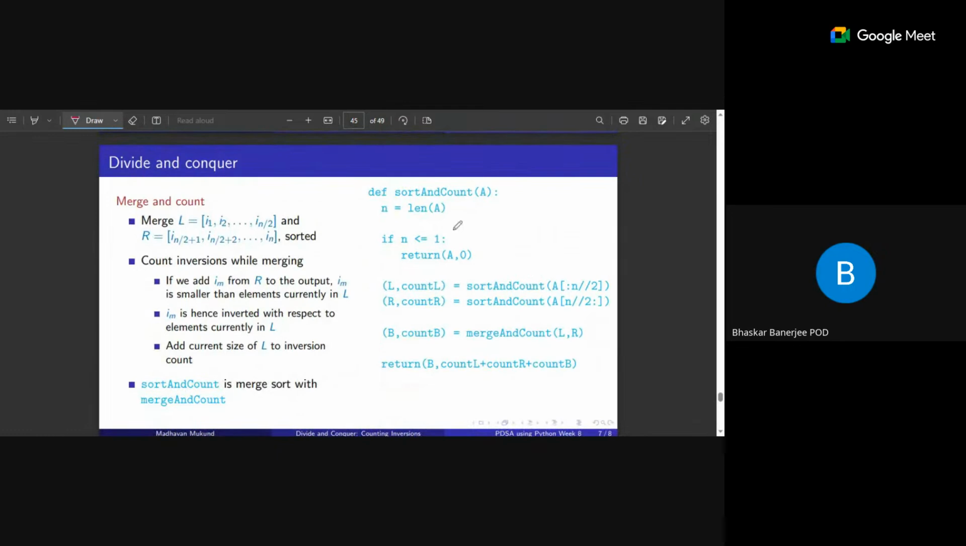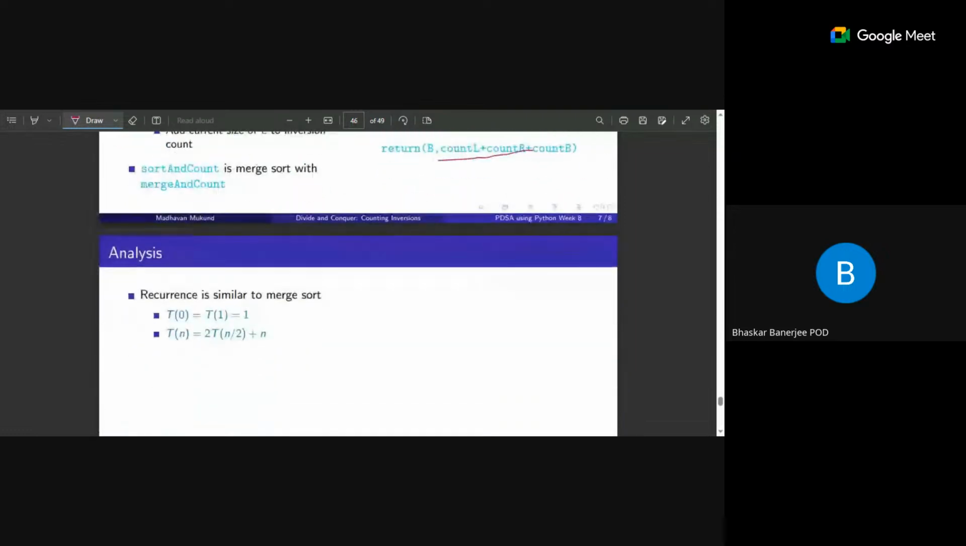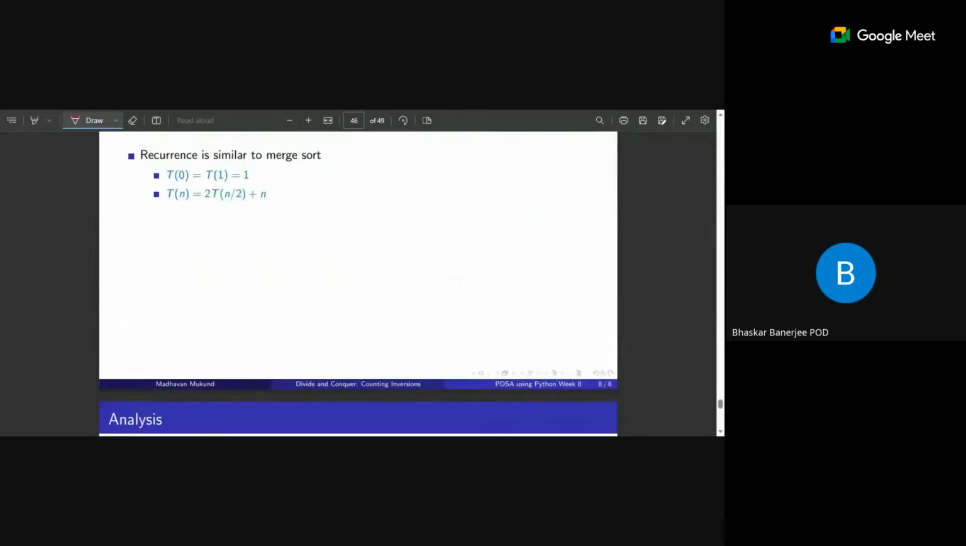So this is my normal merge sort code with a little addition of the count variable, and at the end you have to return the total count. The time complexity is given by this recurrence relation. It is the normal merge sort, same thing, and when you solve it, it comes to n log n.